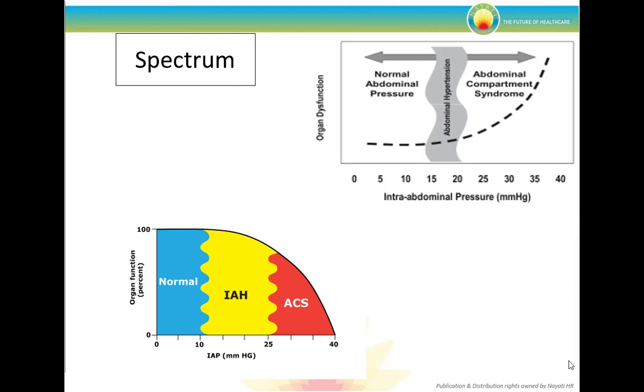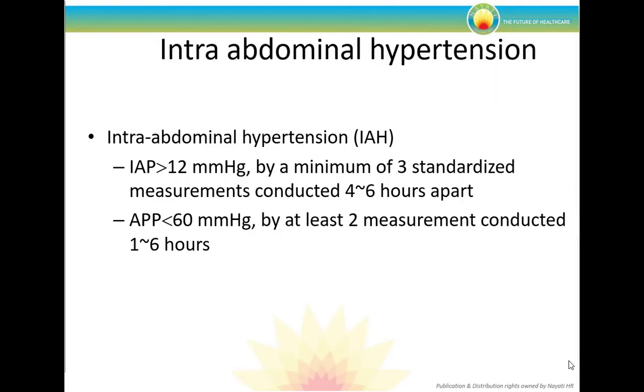But it's not only the pressure which is the criterion for considering one to develop abdominal compartment syndrome. A patient can still have just a mild intra-abdominal hypertension, but if it involves organ failure, they will be classified as having abdominal compartment syndrome. So, as I said, more than 12, at least 3 standardized measurements, 4 to 6 hours apart, is considered intra-abdominal hypertension. Then coming to the concept of abdominal perfusion pressure.